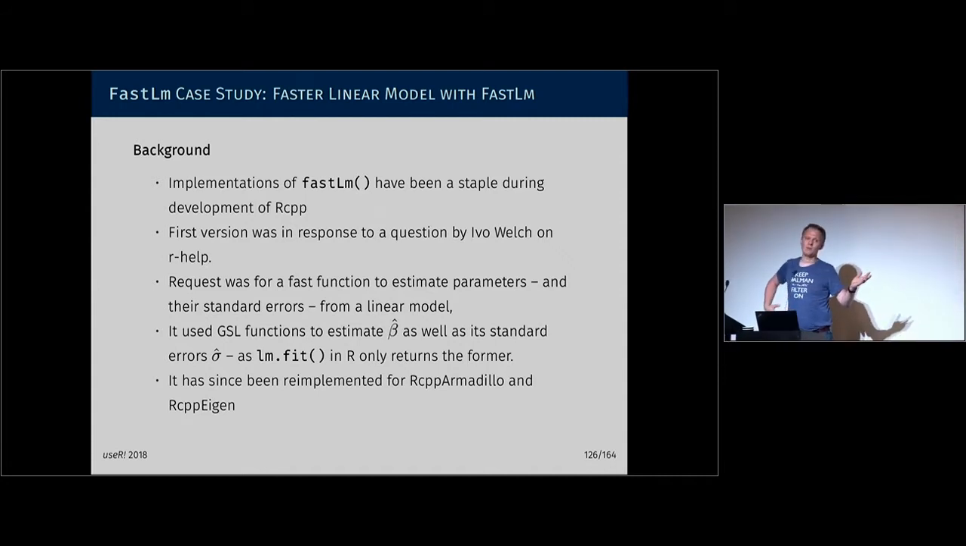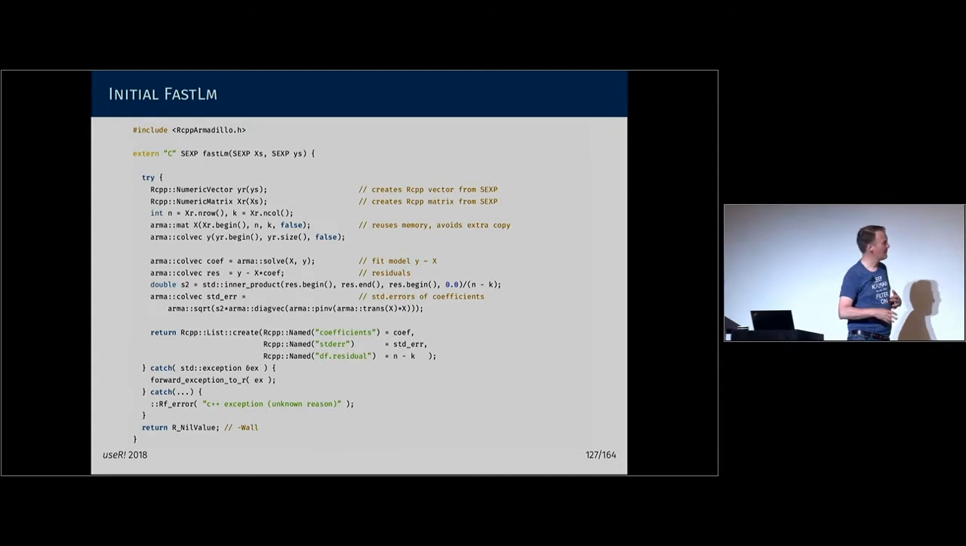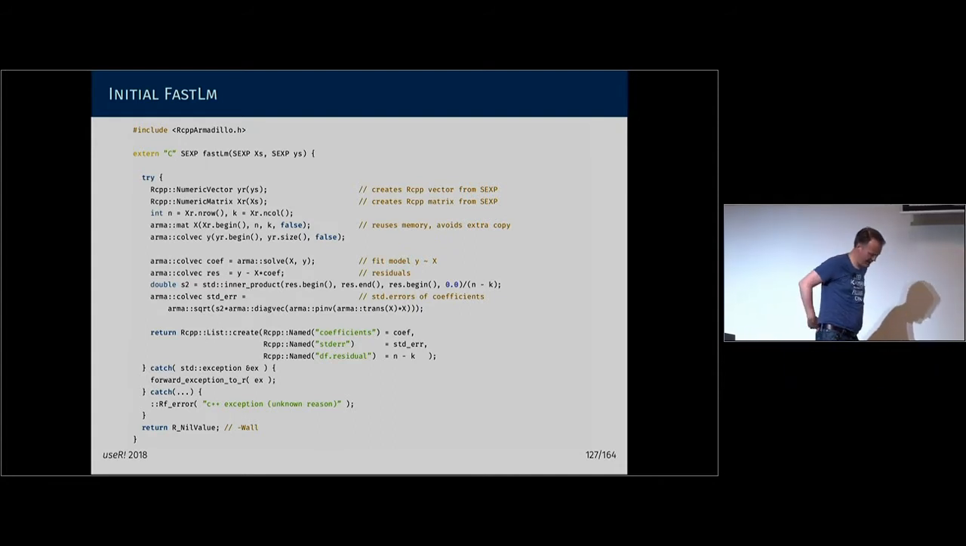And that got me to re-implementing a fast LM function at that time for the first time with GSL, before we had Armadillo wrapped. And so over the years, I wrote one, and it's in the RcppGSL package. I wrote and rewrote one in Armadillo, and the same in Eigen. And the very first one in Armadillo looked like this.